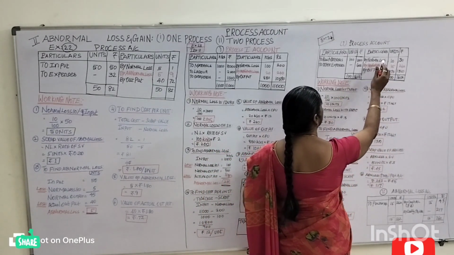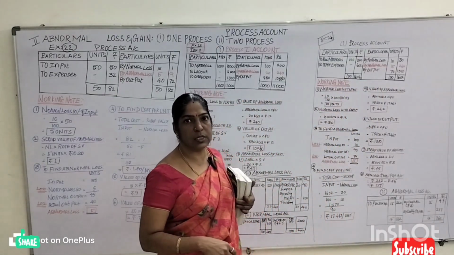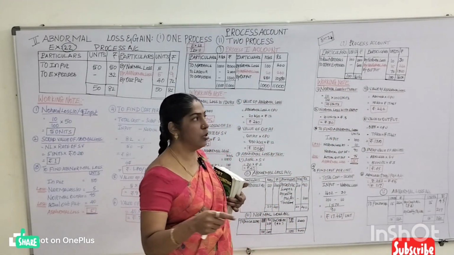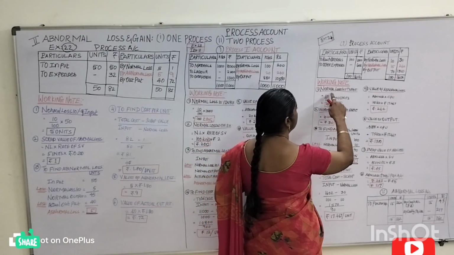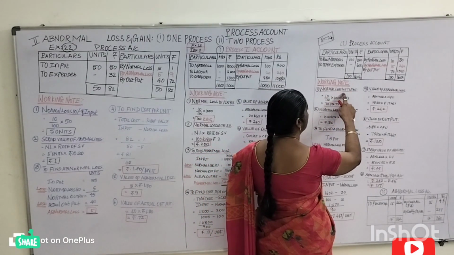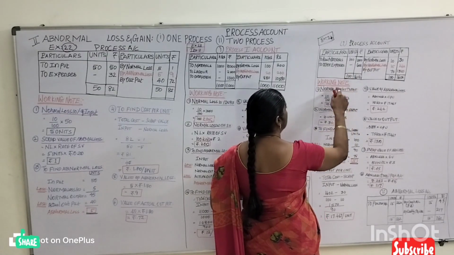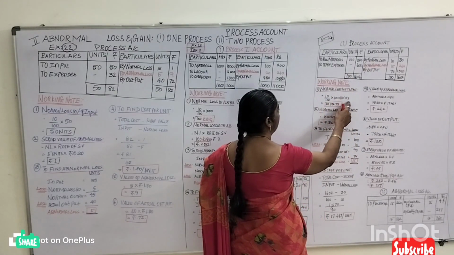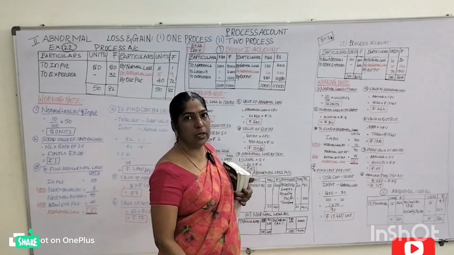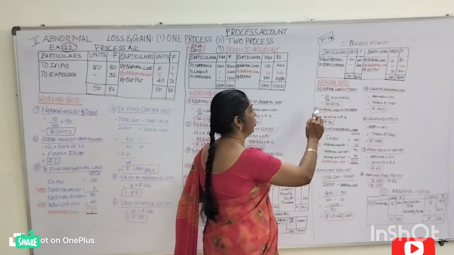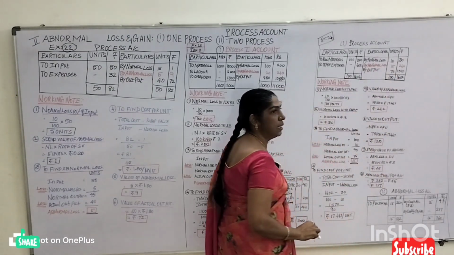Now we are going to find out the normal loss, abnormal loss and output, along with the scrap value and other extra values, through working notes. First we find the normal loss, 10% on input. Input is 100 units, so 10 by 100 into 100 units, after cancelling, you get 10 units. The normal loss is 10 units, so you enter by normal loss 10 units.